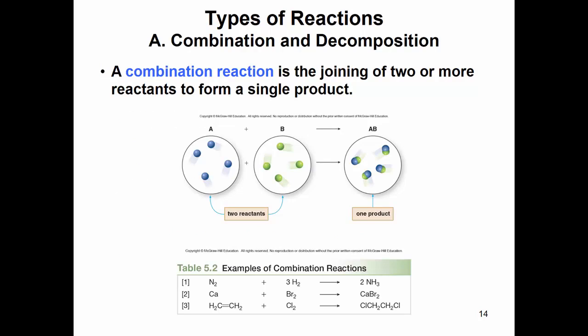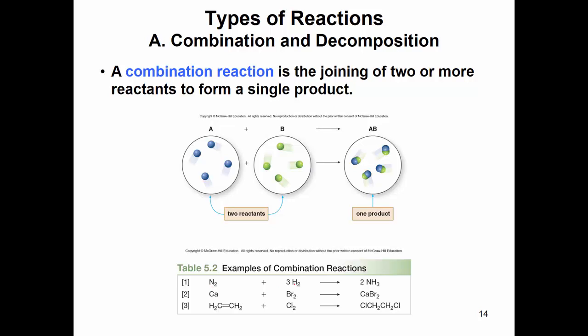All right, a combination reaction is pretty much exactly what it says. It's when you join two or more reactants and you form a single product. So that's the main idea here, is that two come together and they give you one product on the right hand side.